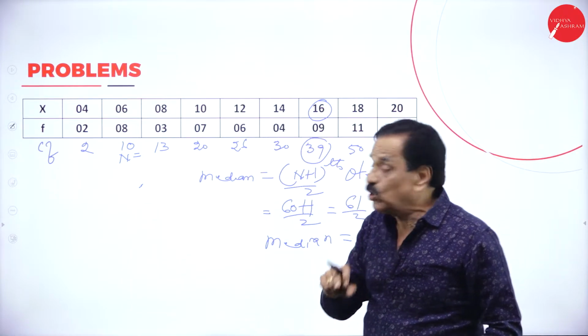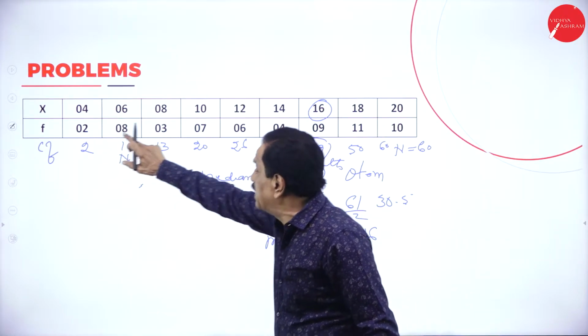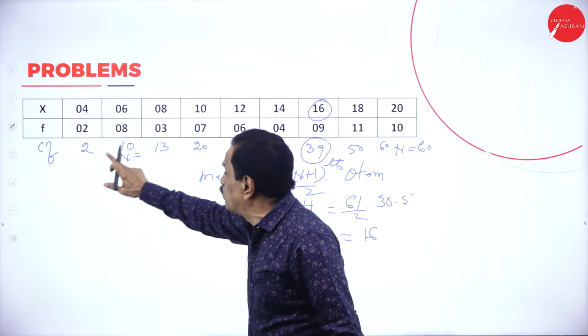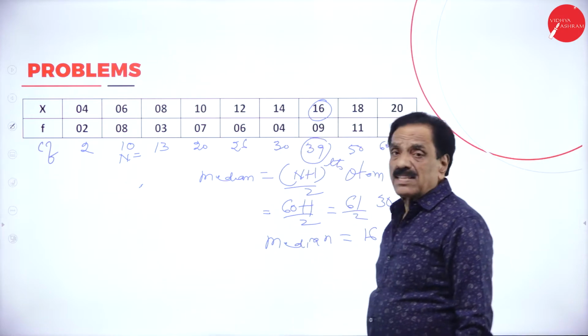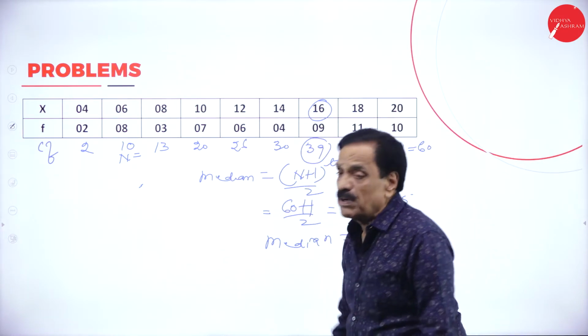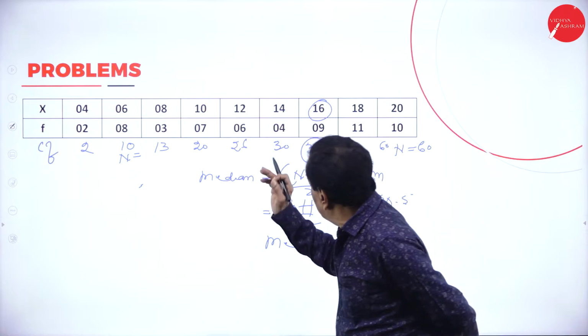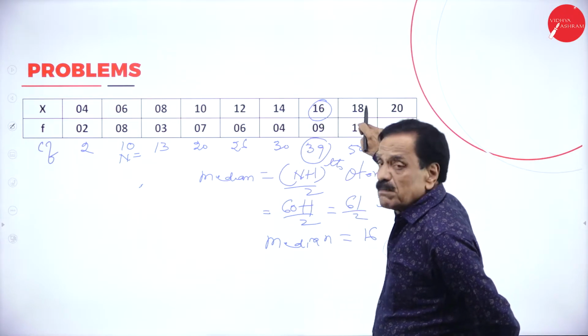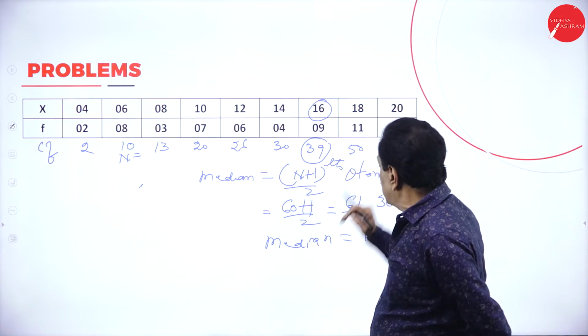What is the first step to do? Convert the frequency into cumulative frequency. Add one by one. 2 plus 8, 10, plus 3, 13, plus 7 is 20, plus 6 is 26, plus 4 is 30, plus 9 is 39, plus 11 is 50, plus 10 is 60.